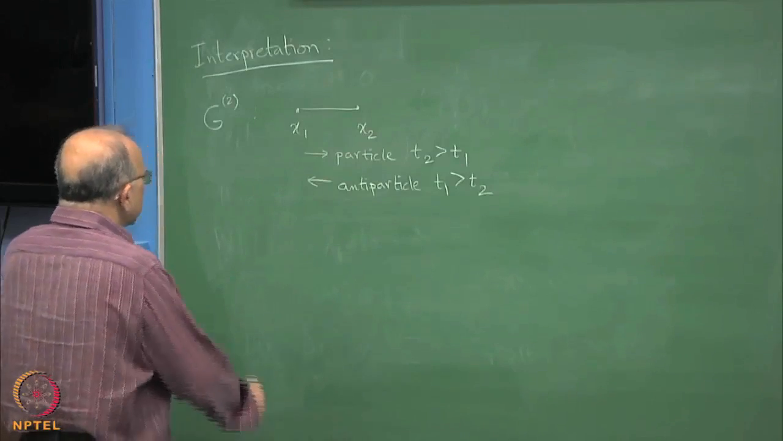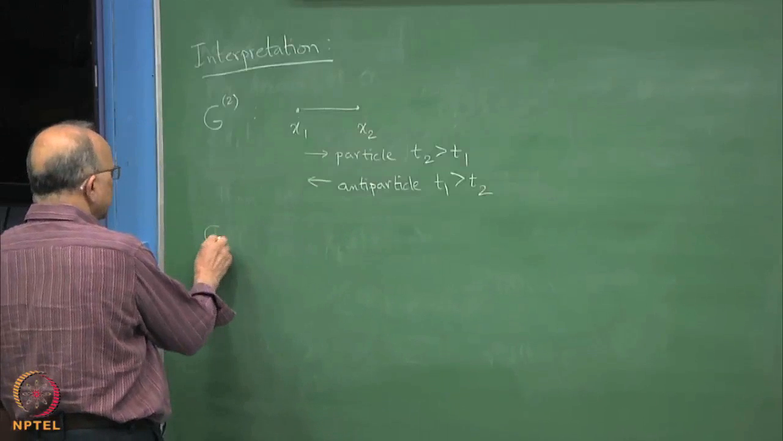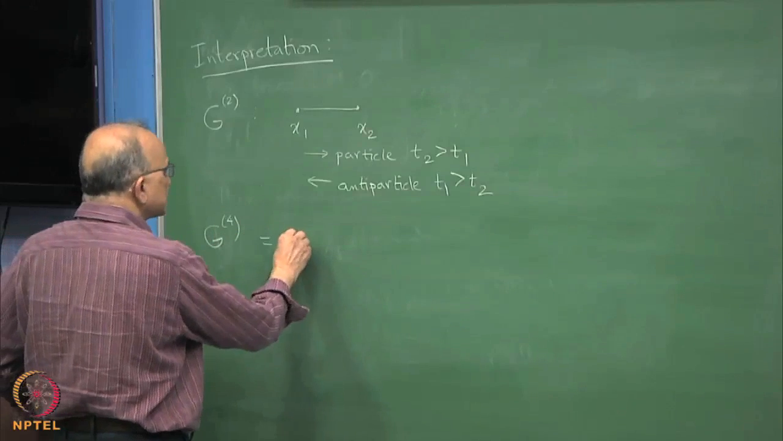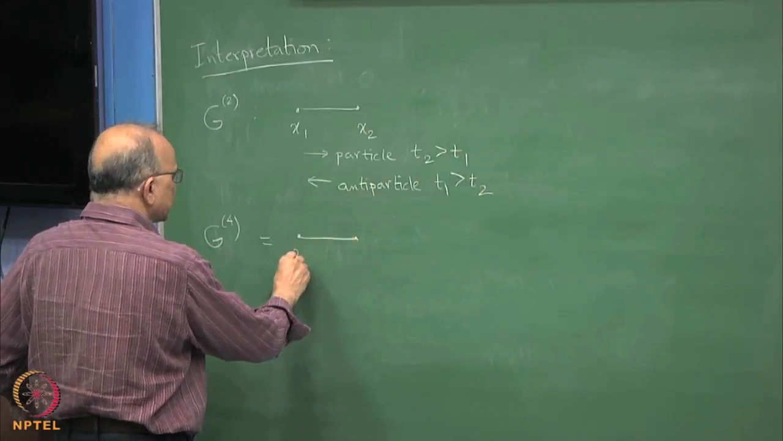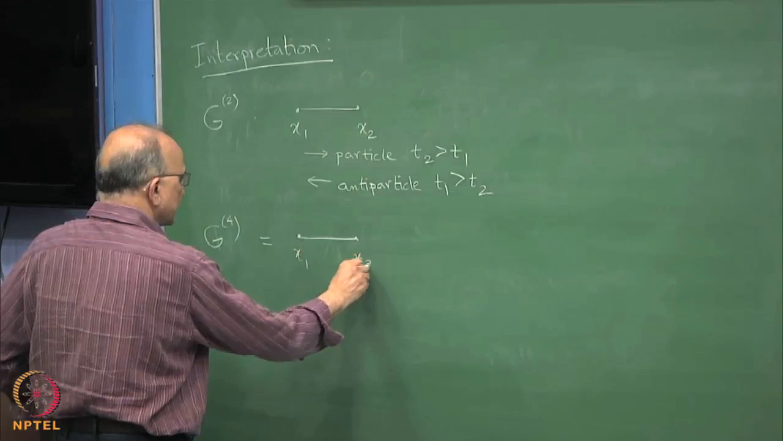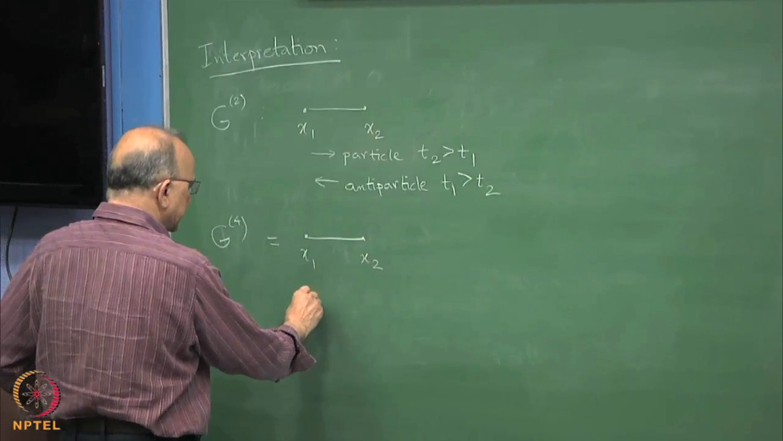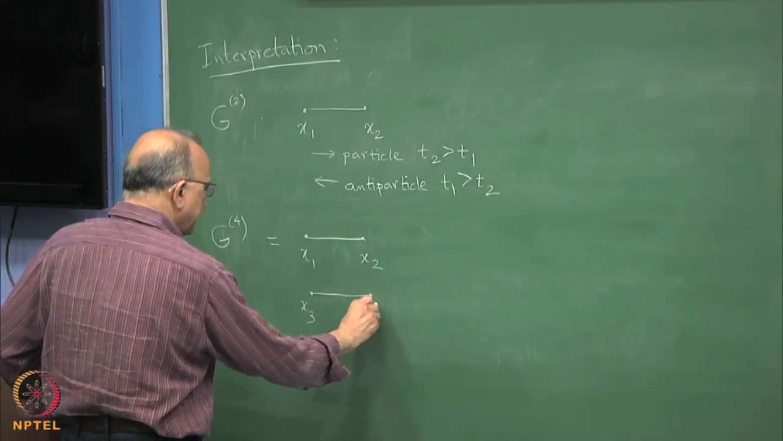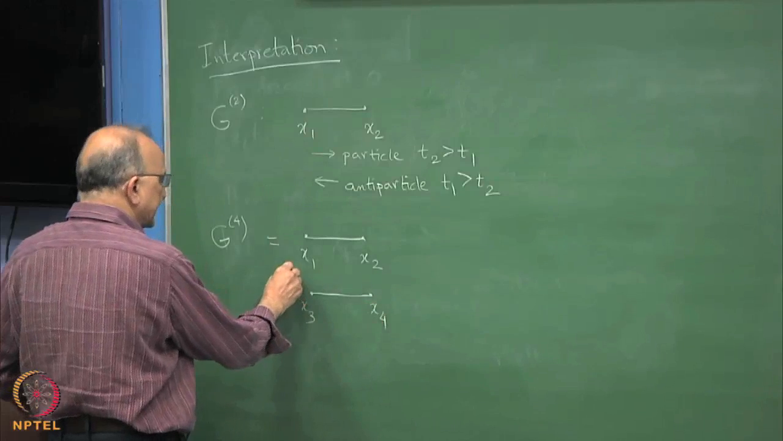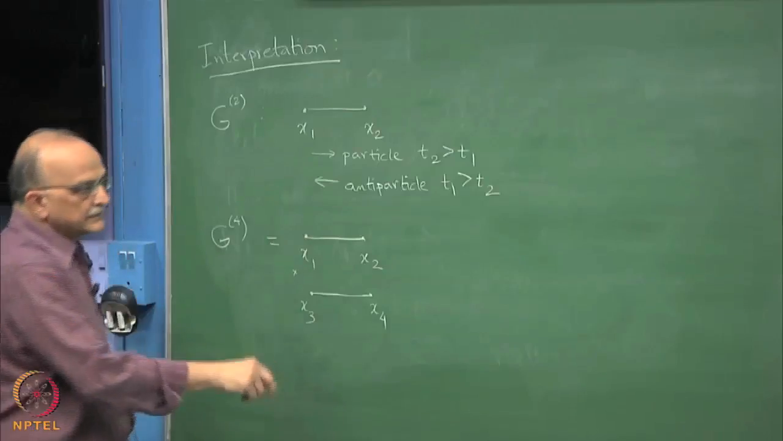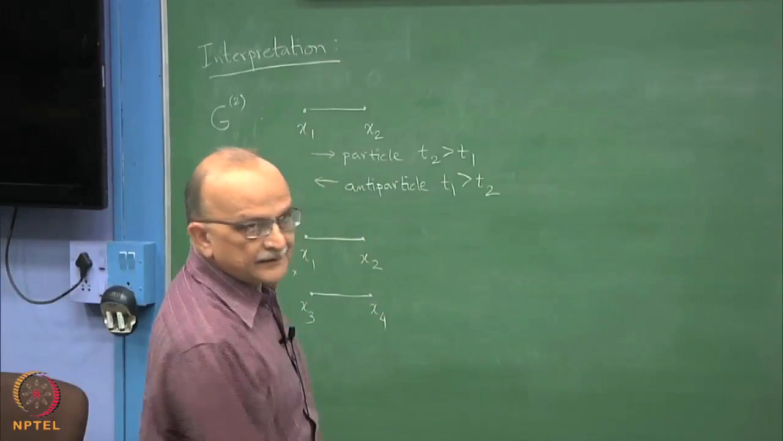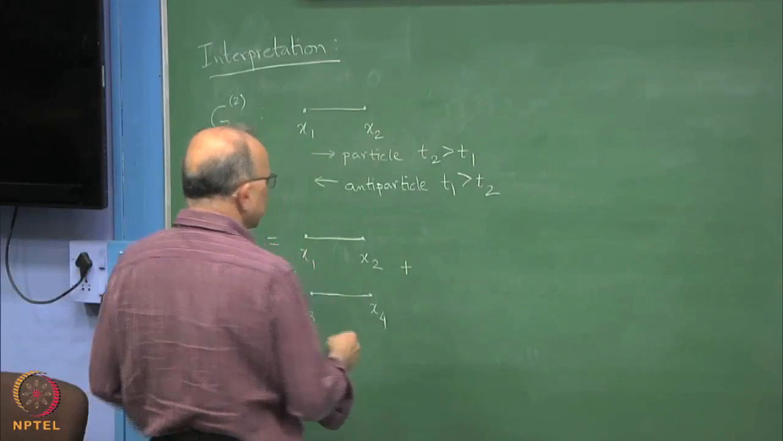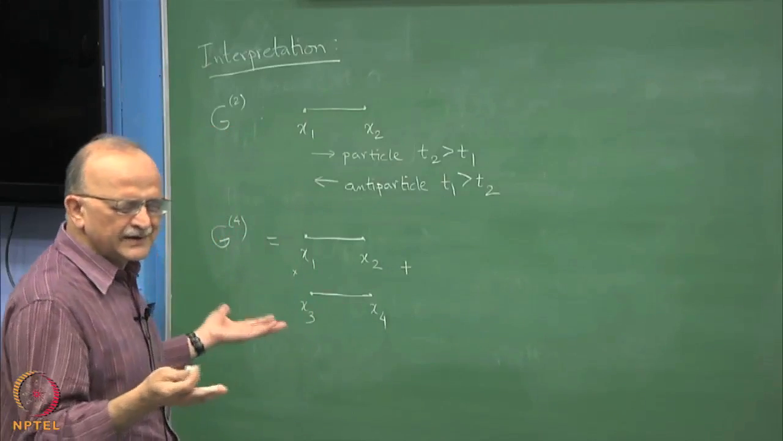Okay. Then the G4 has the interpretation that it is equal to x1, x2 times, so there is a cross between the two, x3, x4. So these amplitudes are just multiplied to each other, the product of the two deltas, plus sign. So this plus sign is in the sense of linear superposition.